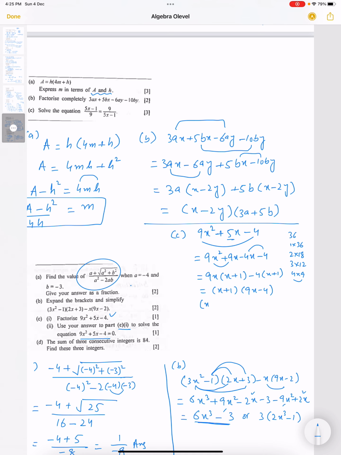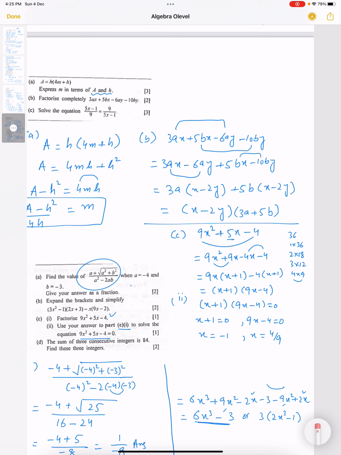So we will put x plus 1, right? 9x minus 4 is equal to 0. Means x plus 1 is equal to 0, 9x minus 4 is equal to 0. From here we have x is equal to minus 1 and x is equal to 4 by 9. That's the answer. Now we come to the next part.